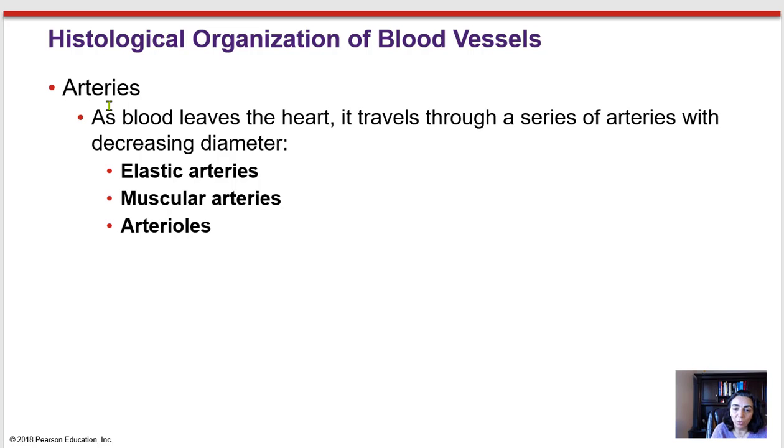Now the arteries, as they come out of the heart, spread the blood all over the body. So we start from big arteries that we call elastic arteries. Those are the ones that come directly from the heart. As they get farther away, they get smaller and the structure changes. Those become muscular arteries. Then the muscular arteries branch, and finally they make very tiny ones that cannot be seen by the eye. We call them arterioles.